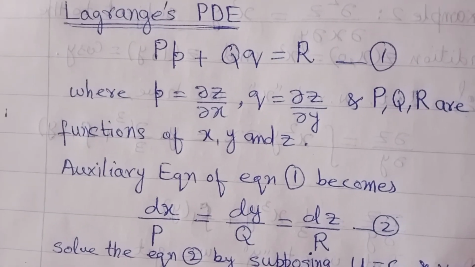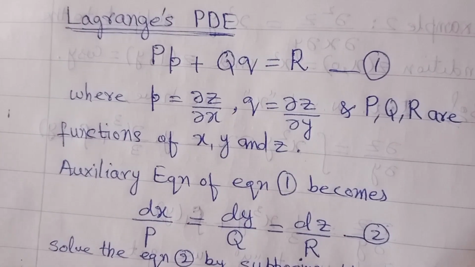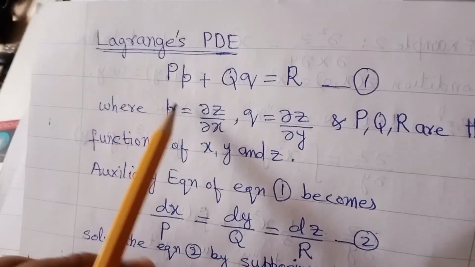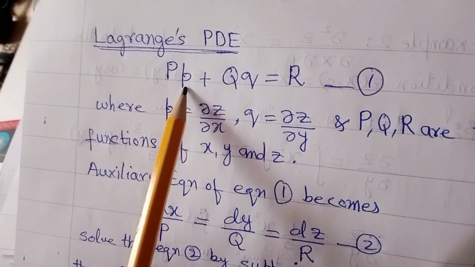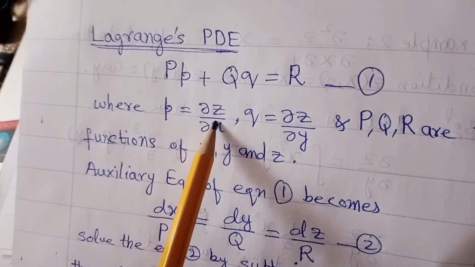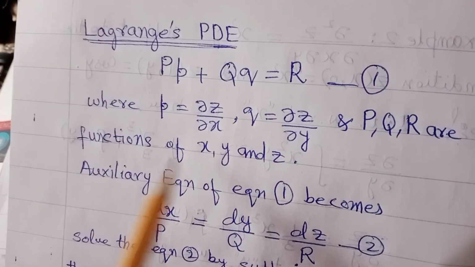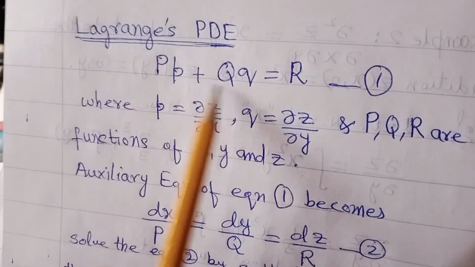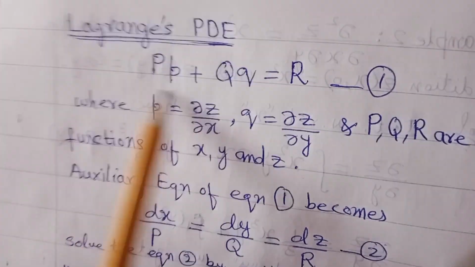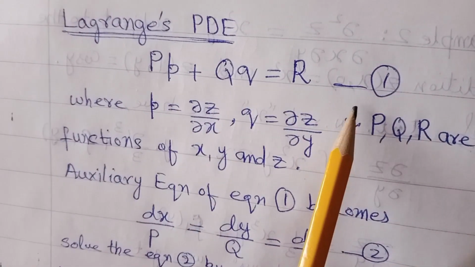For the Lagrangian method, we need a partial differential equation of the type Pp + Qq = R. Small p is the partial derivative of z with respect to x, small q is the partial derivative of z with respect to y, and here x, y, z are variables. Capital P, capital Q, and capital R are the coefficients of small p, small q, and the right hand side.